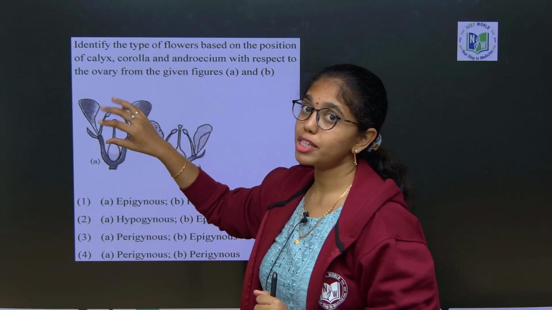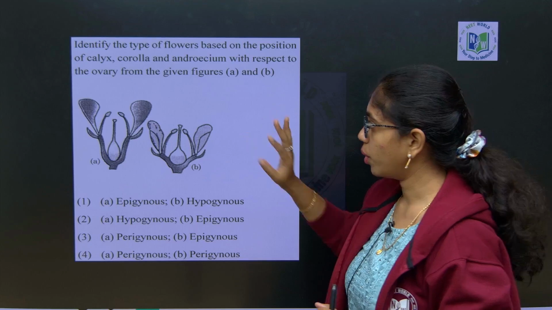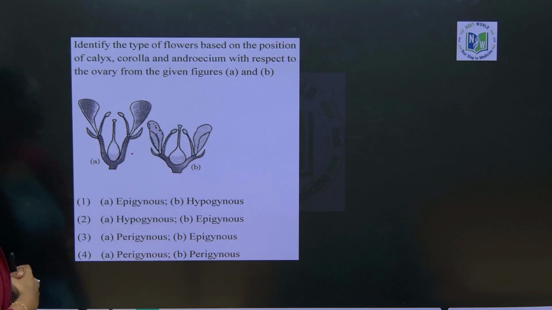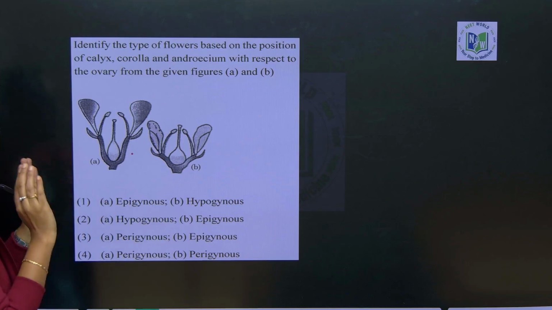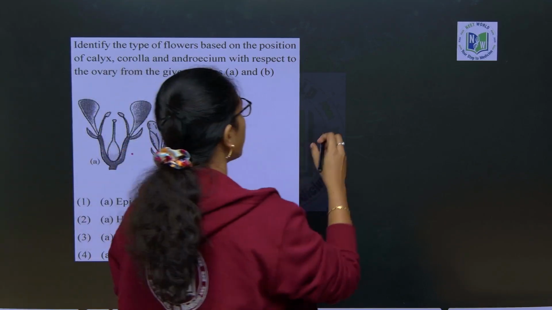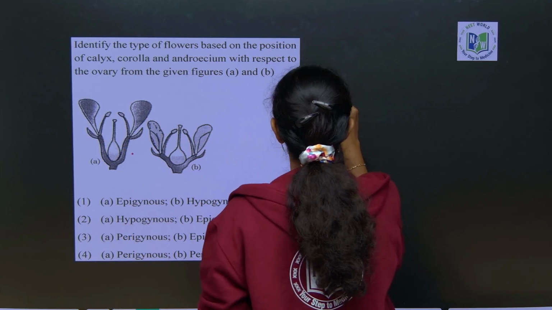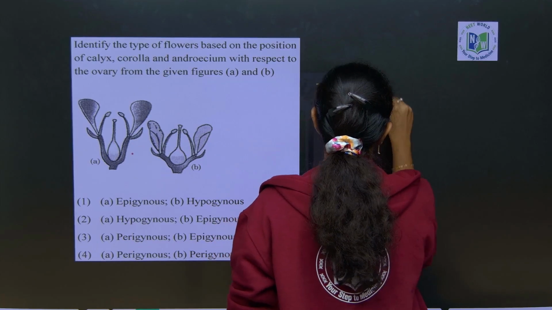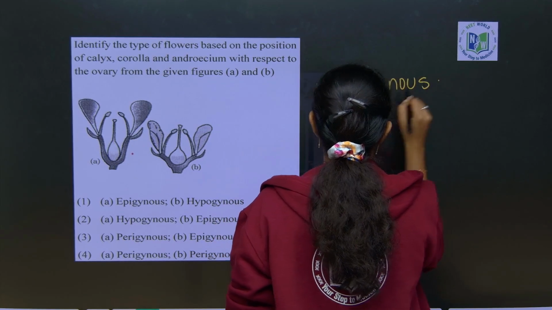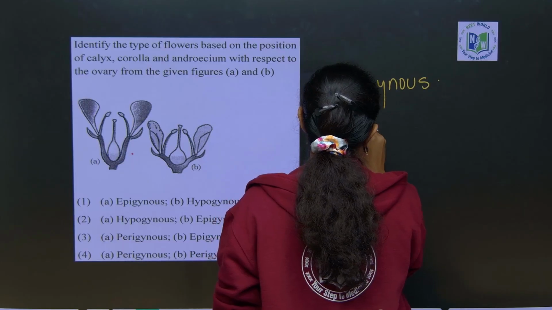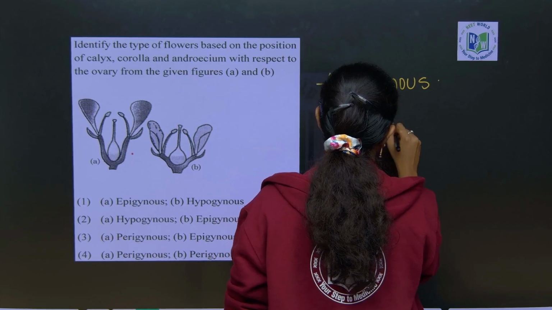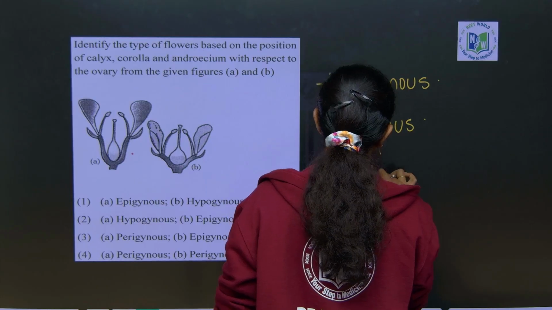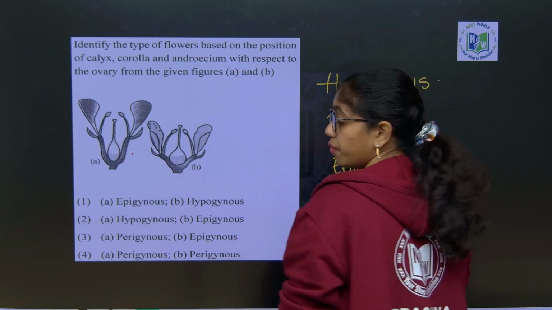Next, a diagram based question again from morphology. Here, if you clearly see, Nana, identify the type of flower based on the position. We know three types of flowers, right? What are they? Hypogynous, perigynous and epigynous. Hypogynous, perigynous and epigynous flowers, right?